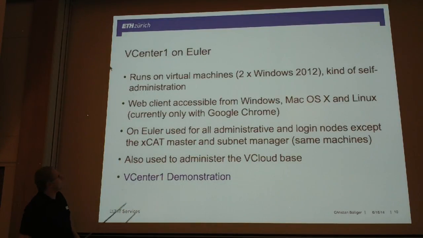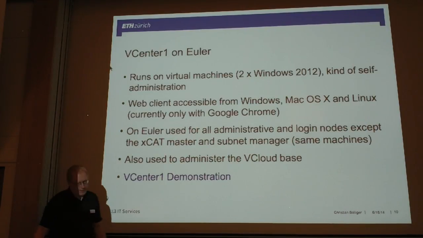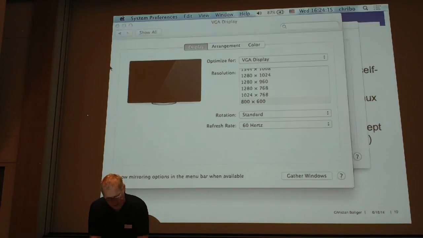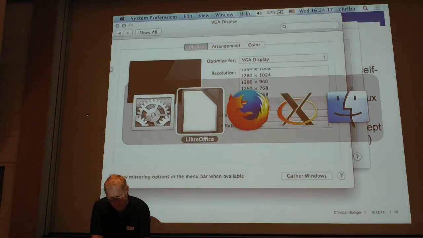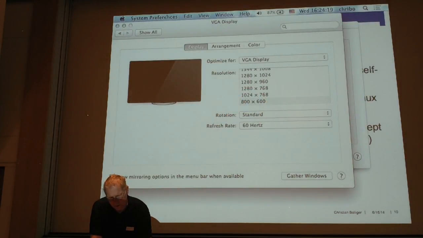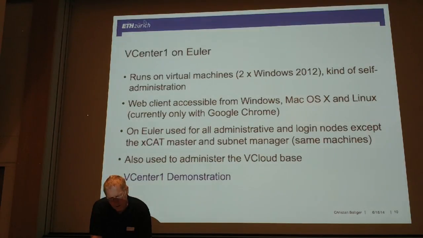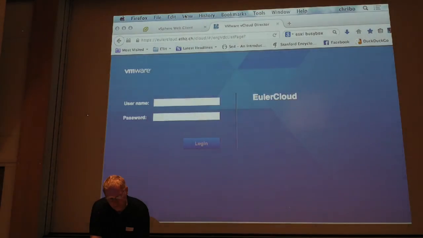So this vCenter, what does it do? I said it already. So I think we can go to the demo of a vCenter.